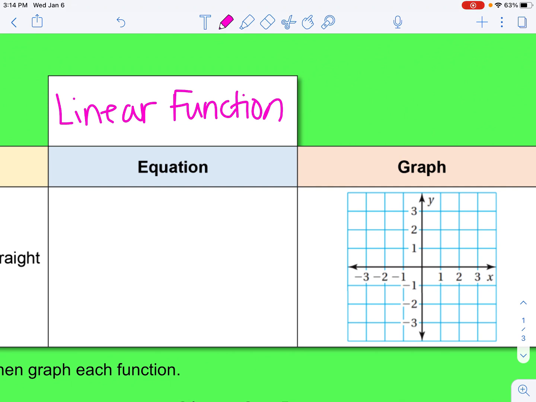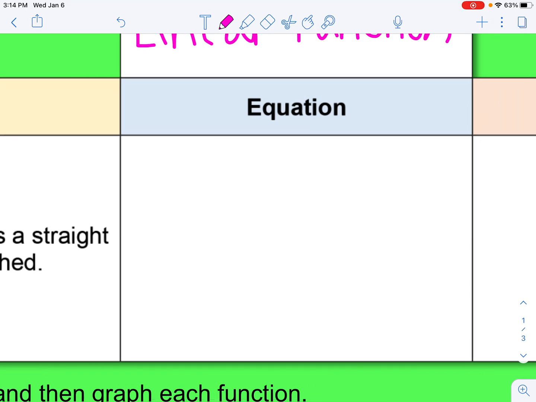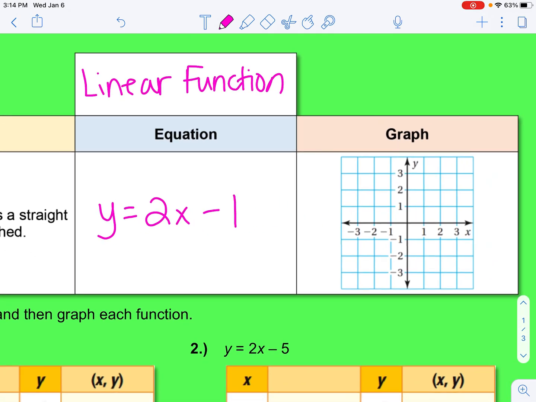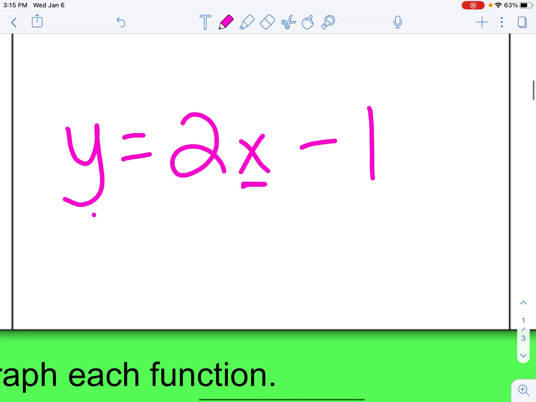An equation for a linear function would be something like y is equal to 2x minus 1. This is just a simple equation that you'll be seeing a lot this unit. What we're going to do is figure out how we would graph this equation. We are going to plug different numbers in for x to figure out what y is to get our coordinate.